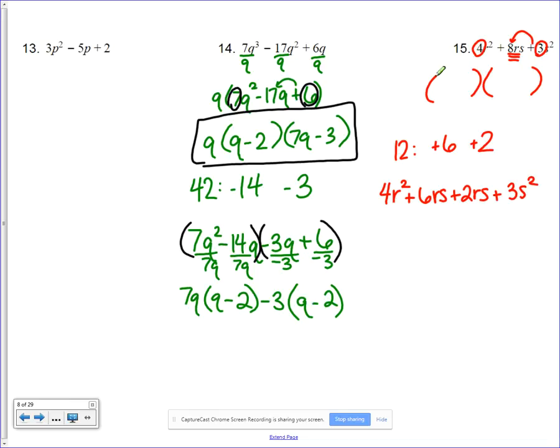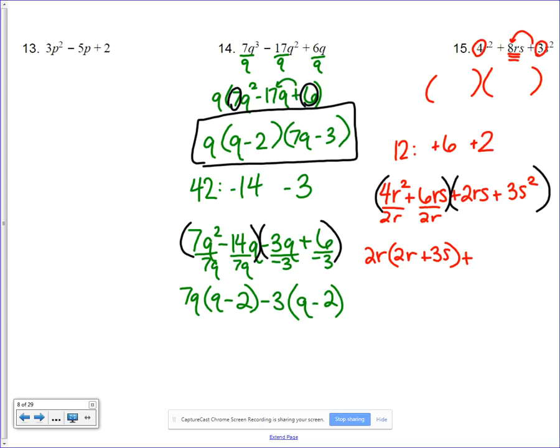Group them up. What can you take out of the first group? 2R, which goes out front. What's left? Everybody following William there? Yeah? Okay, now we start with a plus because that starts with a plus.